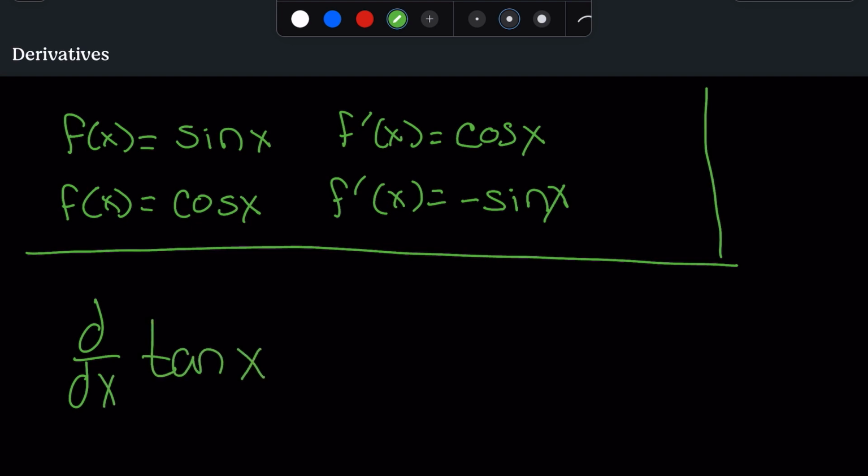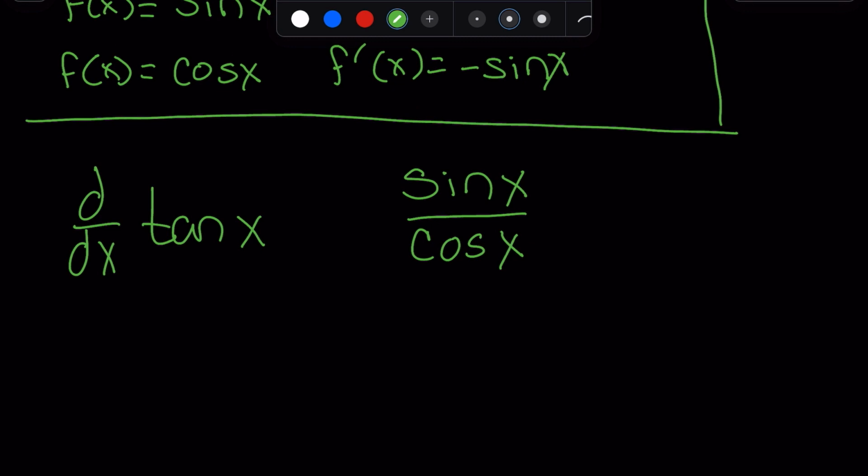So there's a couple things you need to remember. Reminder up top, the derivative of sine is cosine, and the derivative of cosine is negative sine. So let's go back to our trig and remember that tangent is nothing but sine over cosine. So now that looks like a quotient rule.